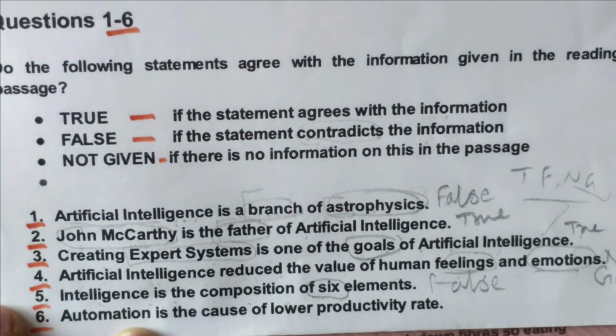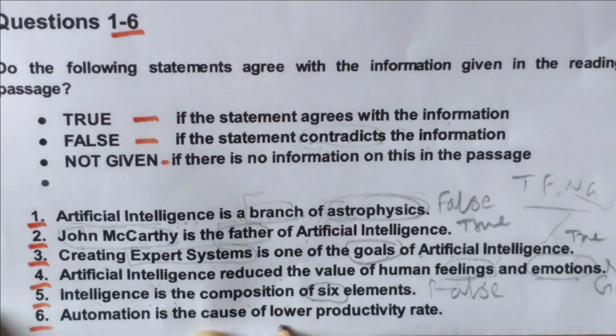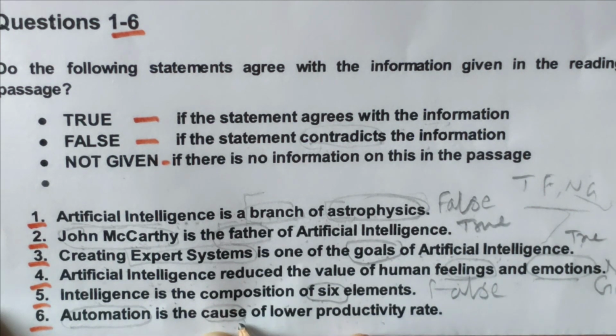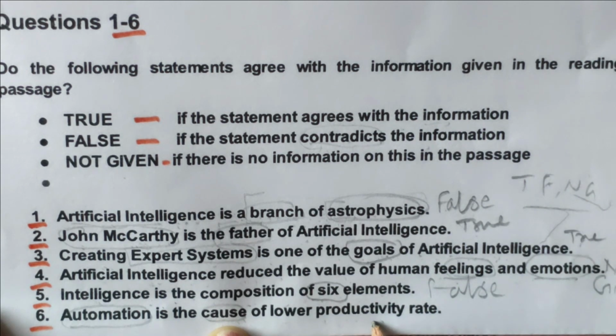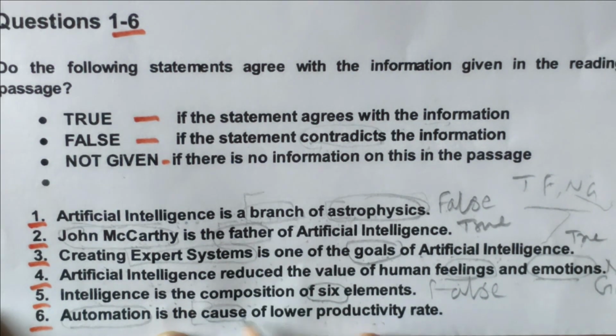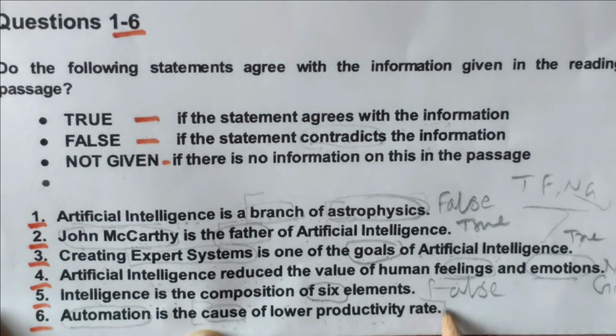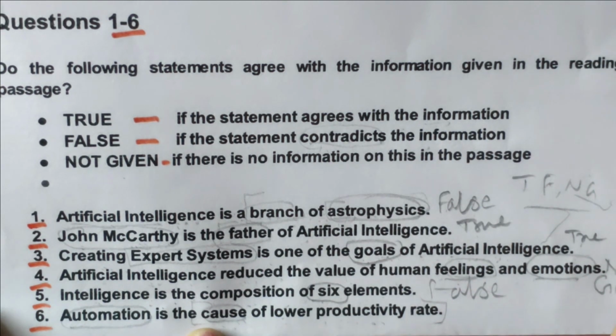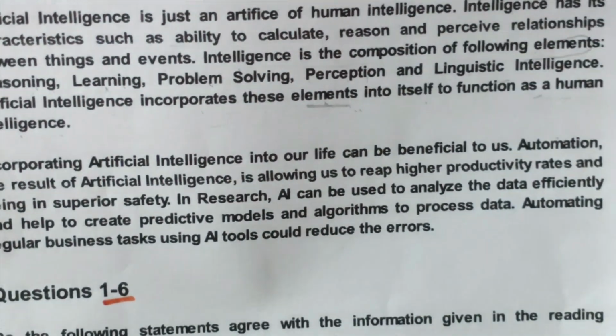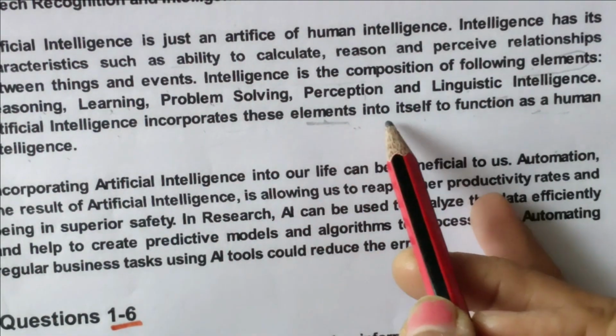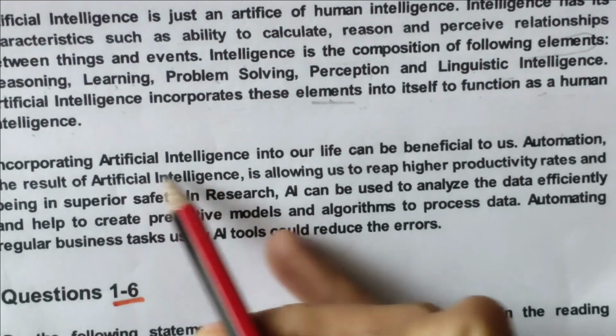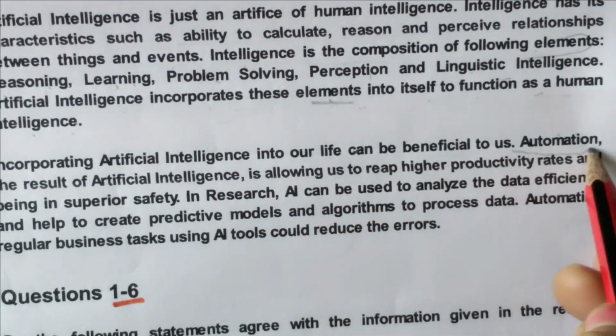Now next one. Automation is the cause of lower productivity rate. Automation is the keyword. If it is the reason or cause of lower productivity rate, then it is true. And if it is the cause of higher productivity rate, then false. And if they are not talking about any lower productivity rate and all, then it is not given. So we will just find the word automation. This paragraph we have done. Now here last paragraph, beneficial, yeah, automation word is here.